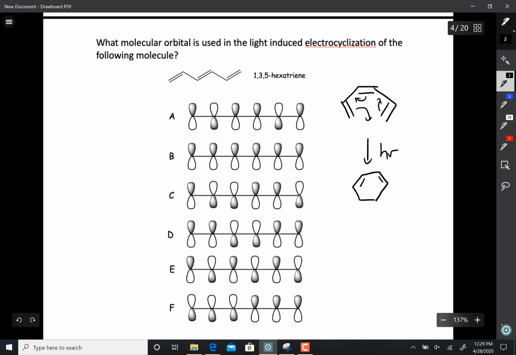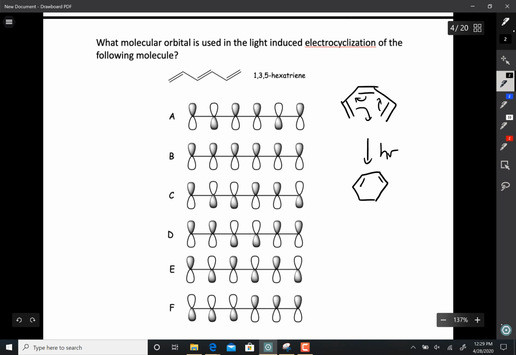Now, light-induced, well, that's the orbital that's going to be used to determine the stereochemistry when you have substituents off of these groups. And for light, you want to use the LUMO. If you were using heat, you would use the HOMO. So light, you're going to use the LUMO.